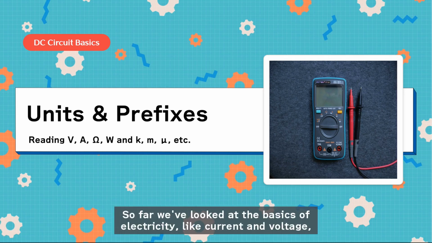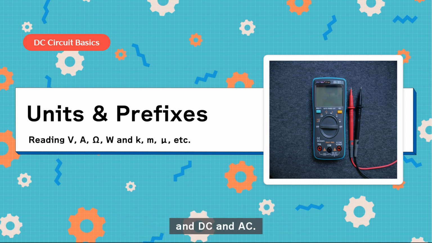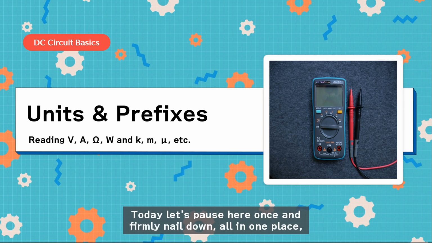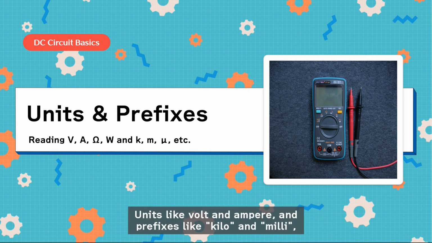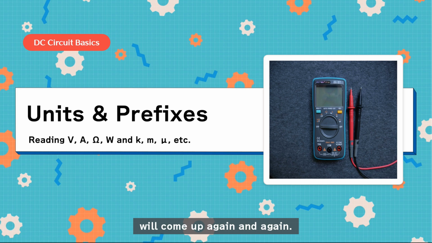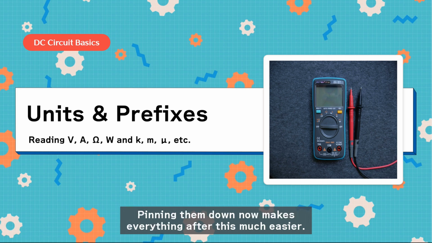So far we've looked at the basics of electricity like current and voltage and DC and AC. Today let's pause here once and firmly nail down all in one place how to read the units and prefixes we'll be using throughout the videos from here on. Units like volt and ampere and prefixes like kilo and milli will come up again and again. Pinning them down now makes everything after this much easier.